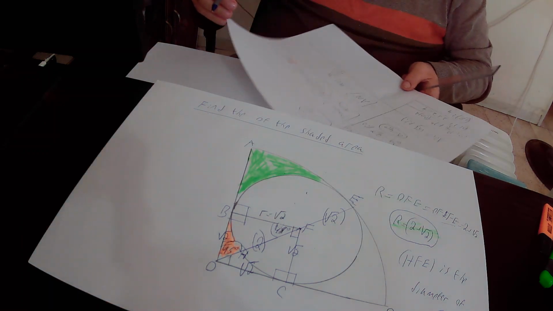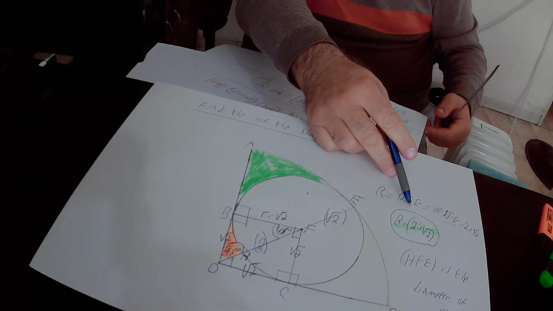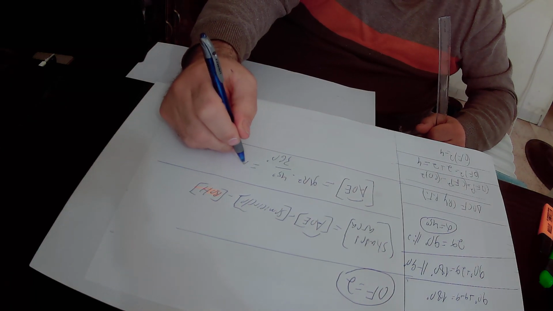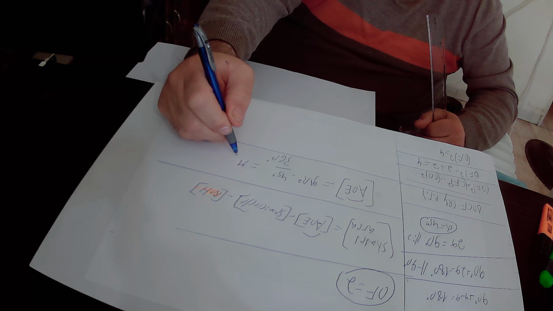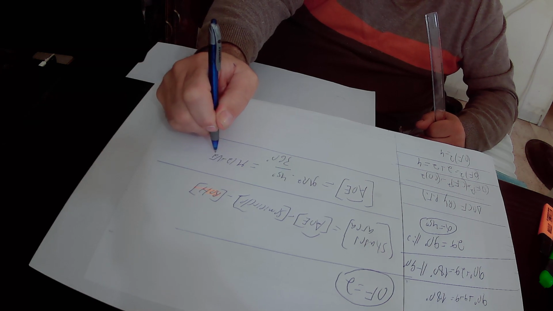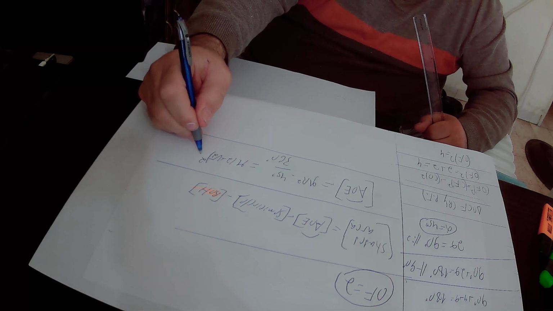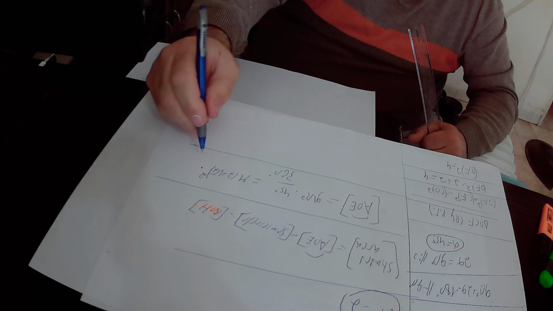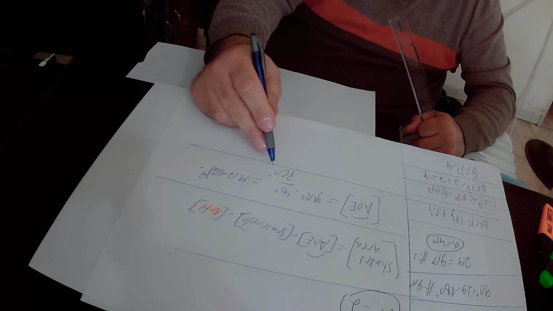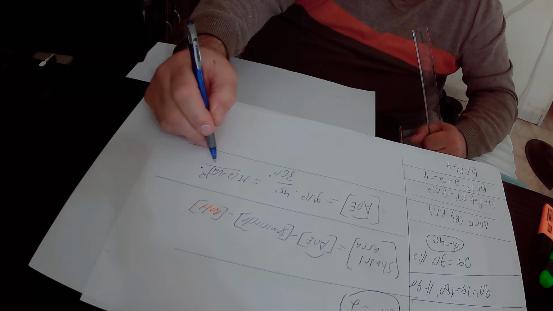We have already found that capital R equals 2 plus square root of 2. So the area of the big sector AOE equals pi times capital R squared, and R squared equals 2 plus square root of 2 squared, times 45 degrees over 360 degrees. 45 degrees over 360 degrees is 1/8, so we have to divide it by 8.